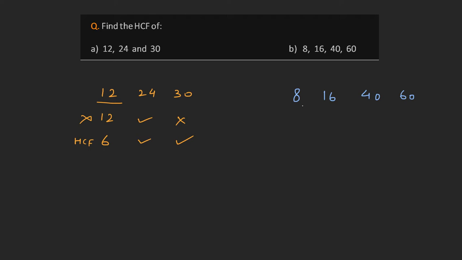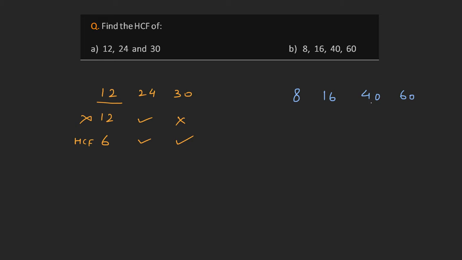If you look carefully, 16 and 40 are multiples of 8. 8 2s are 16 and 8 5s are 40. And so any number that is a factor of 8 will also be a factor of 16 and 40. Remember, factors of a number are also factors of its multiples.